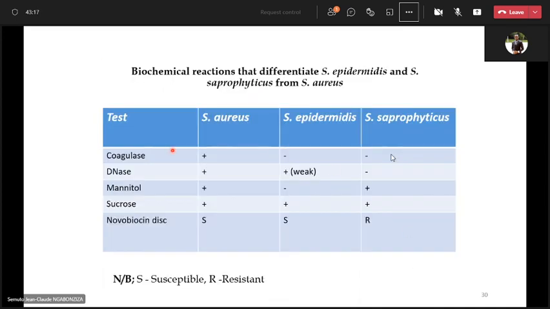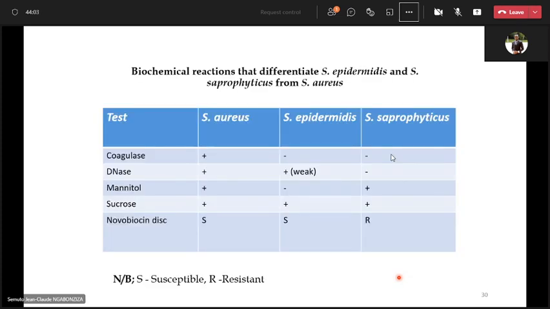As a summary, you can see we have the most frequent: aureus, epidermidis, saprophyticus, and you can differentiate them on the basis of coagulase, which is always negative, including hemolyticus, DNase, and mannitol. This is positive on mannitol, sucrose positive, and for novobiocin disc, you have resistance. By combining all this, you can differentiate Staph aureus, epidermidis, and saprophyticus in your growth media.